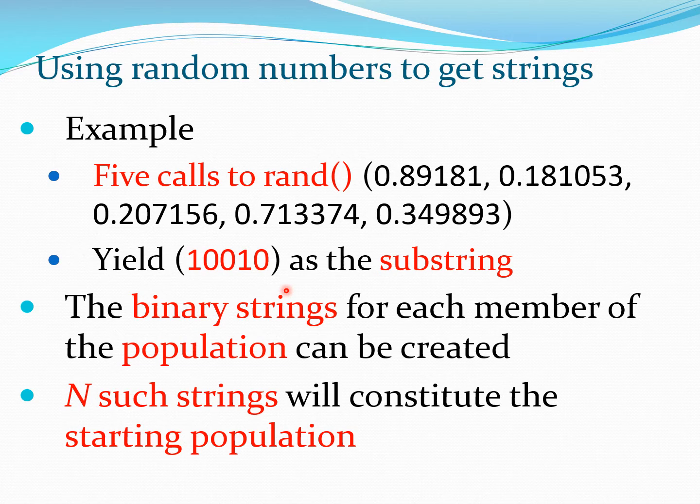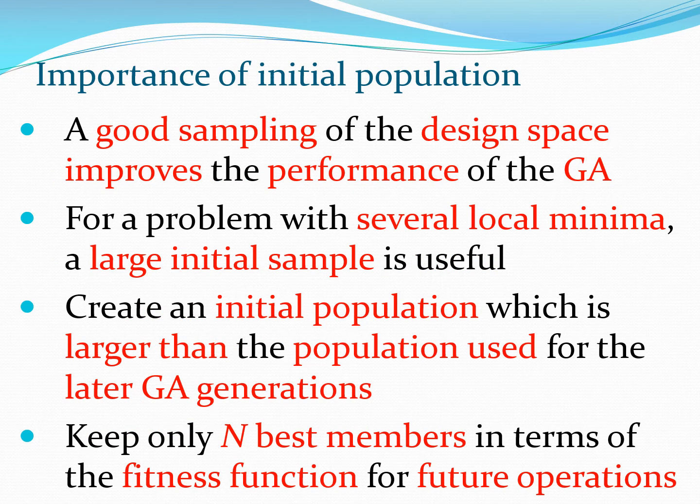Now, the binary strings for each member of the population can then be created, and capital N such strings will constitute the starting population. Now, why are we spending so much time discussing this initial population and starting population? It's because a good sampling of the design space improves the performance of the GA and in fact all stochastic optimization methods in general. Now, if you have a problem with several local minima, that's a multimodal function, a large initial sample is sometimes useful.